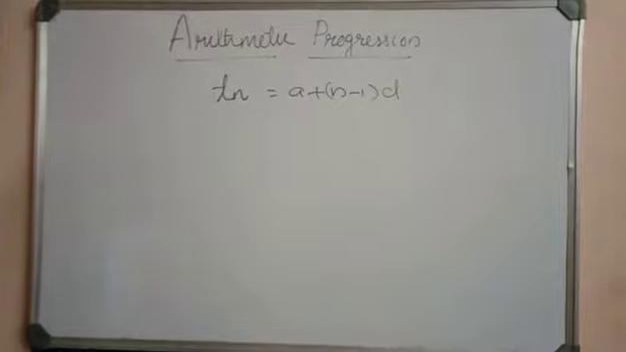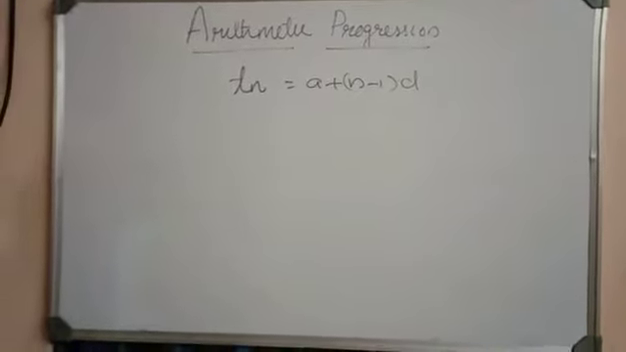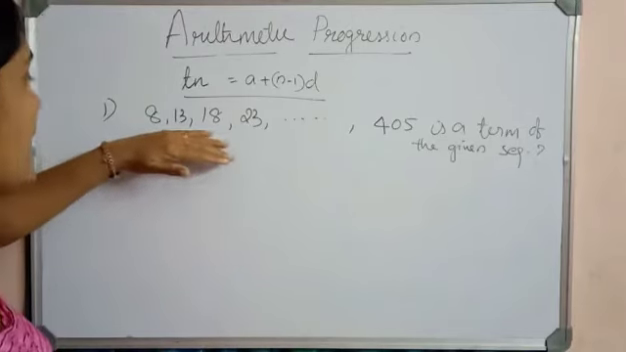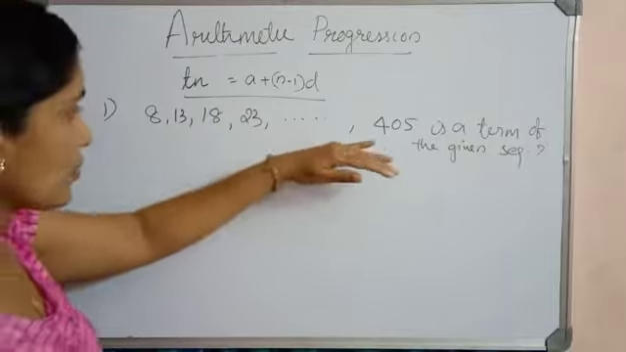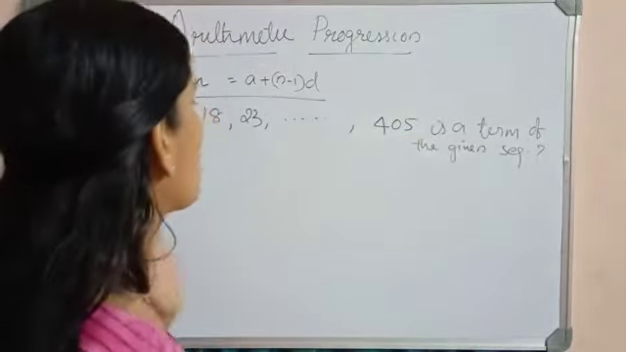In the previous class, we have learned about AP and its nth term. Today, let's solve a few sums on AP. Given a sequence 8, 13, 18, 23, etc., we need to check whether 405 is a term of the given sequence or not.